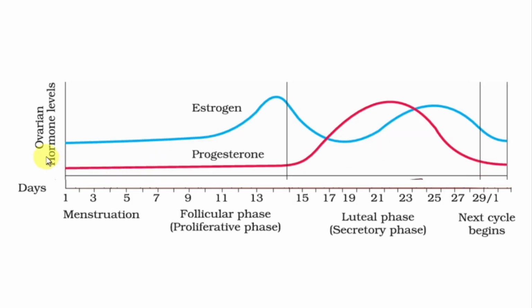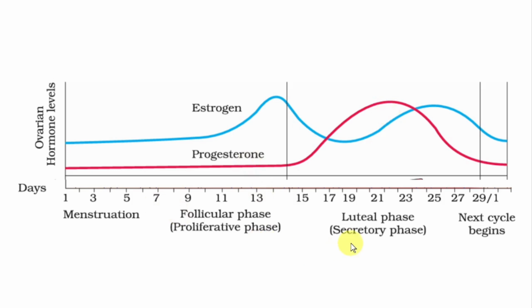And the last graph is ovarian hormone levels. So the developing follicle starts producing hormone which is estrogen. And later, after ovulation, corpus luteum takes over and it produces progesterone. And because it prepares the uterus for implantation, progesterone hormone is called the pregnancy hormone.